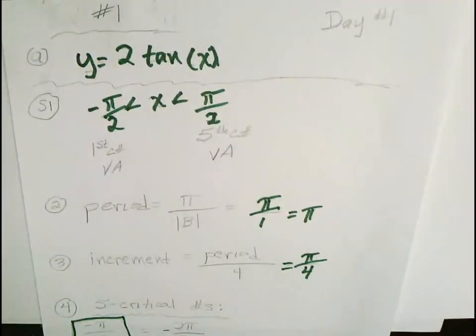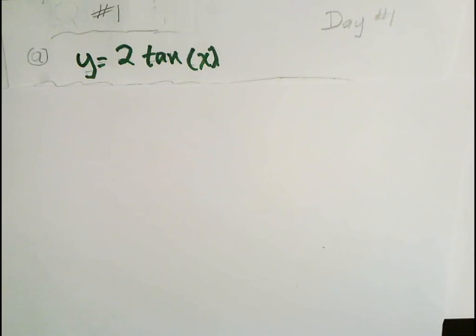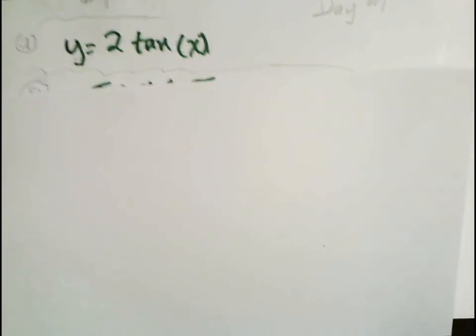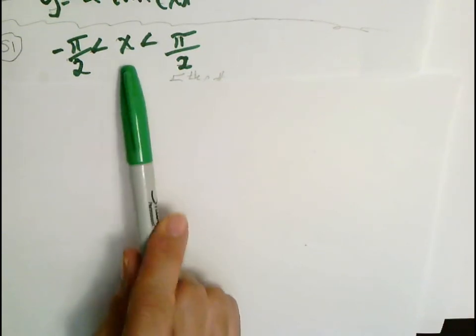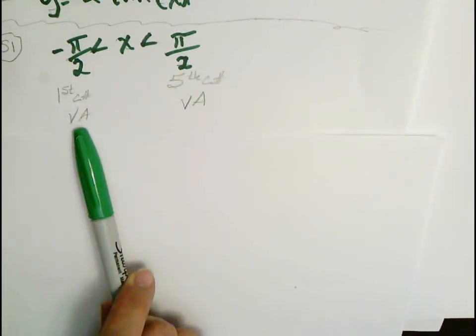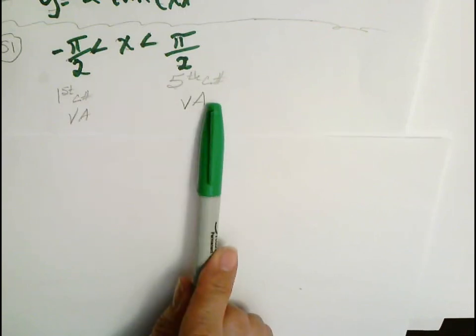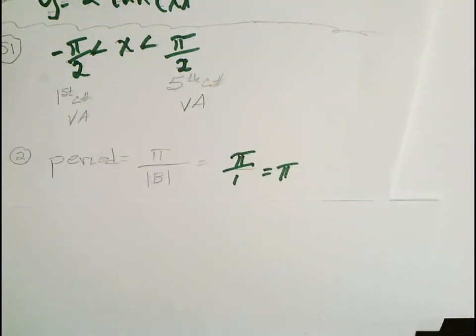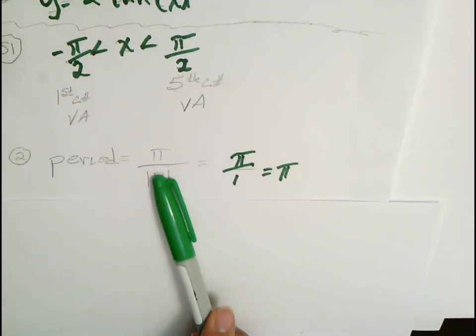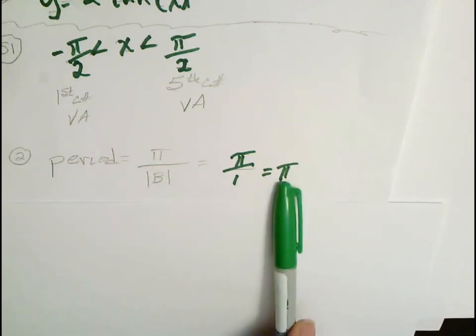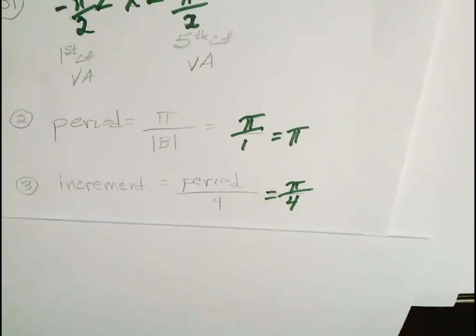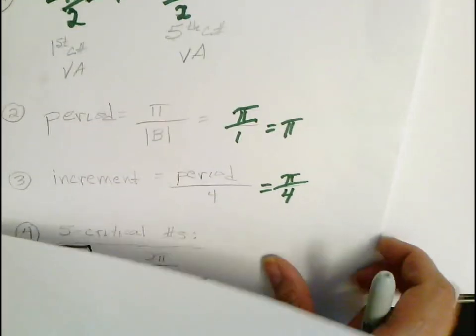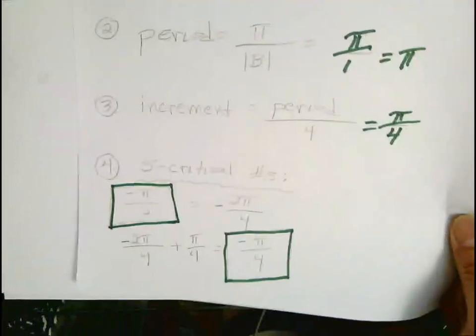The very first home practice problem that we had to graph using the 5 steps: y equals 2 times tan of x. Our inequality, you have to get 1x in the middle. It's already there. First critical number, vertical asymptote. Fifth critical number, vertical asymptote. The period formula, pi divided by the absolute value of b, is pi. The increment is the period divided by 4. Again, remember to stop, rewind, review, because this is a little bit fast.